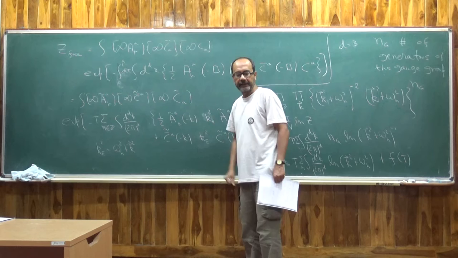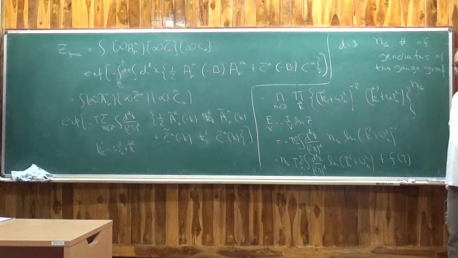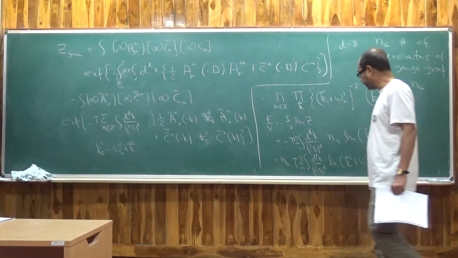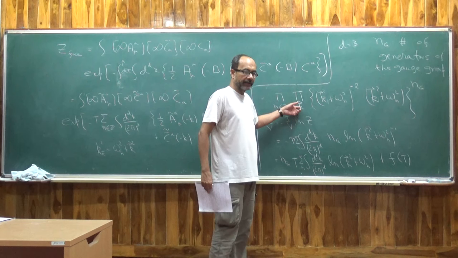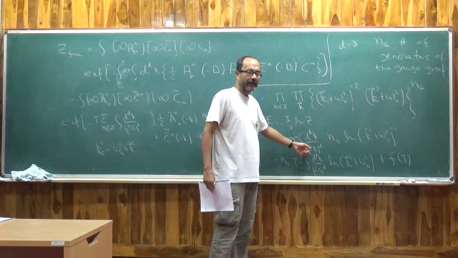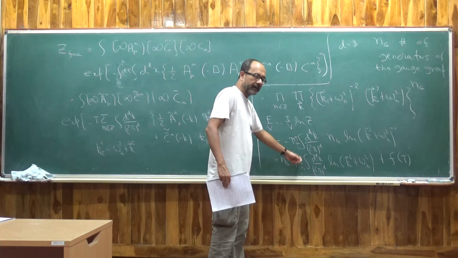Okay, and that's the final answer that I have written by taking the log. This is divided by volume? No, it's not divided by the volume, because there is a product over k. When you take the log, this becomes a sum over k, and when you convert the sum to an integral, it becomes V times the integral d^dk over (2 pi)^d. That V basically cancels this 1 over V which is coming here. So this is not divided by the volume. That V was accompanying this, and it has gotten cancelled.